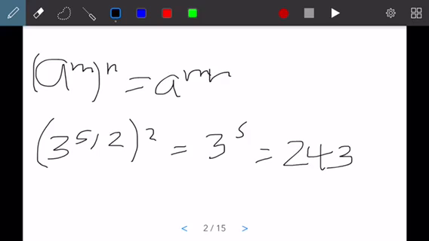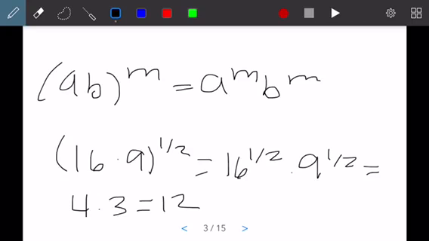Next we have the power of a power. Basically you just multiply the powers, the exponents. So if you have 3 to the 5/2, to the second power, you do 5/2 times 2, which is 10/2, which reduces to 5. So you have 3 to the fifth, which is 243.